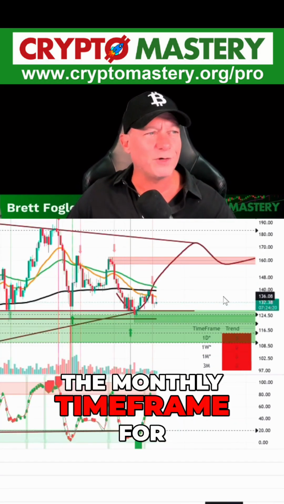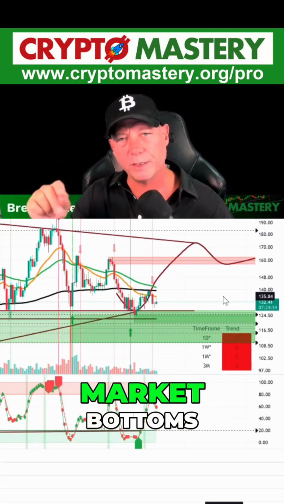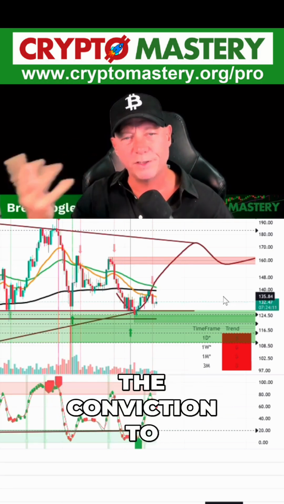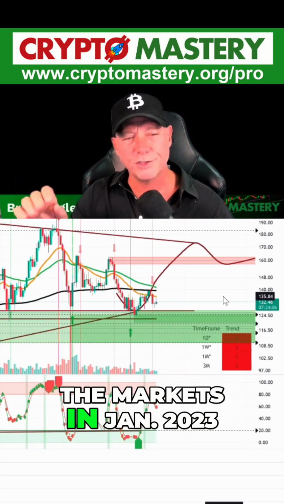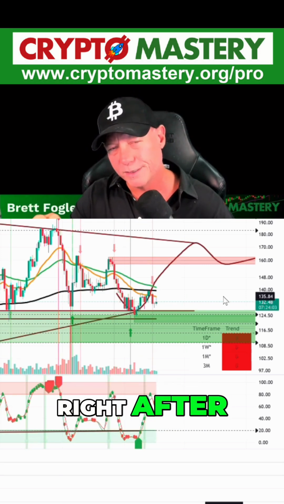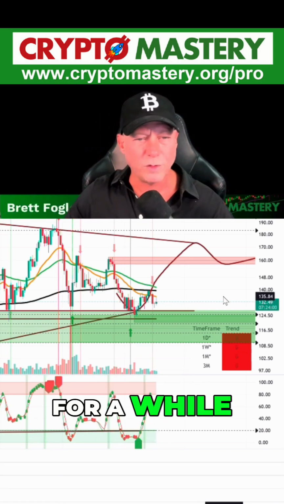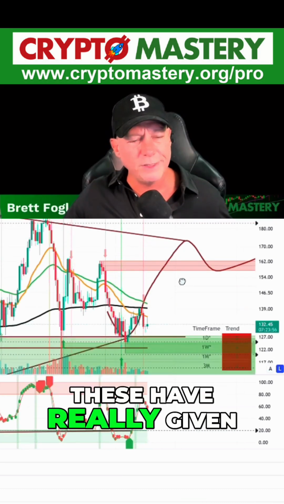The monthly time frame for Bitcoin only fired 4 times at or near market bottoms, and that's what gave me the conviction to put in a buy order to get back in the markets in January 2023 at the depths of the bear market, right after we hit 16.5 and stayed there for a while, which I had also forecast 5 months beforehand. So these are really giving us an edge.